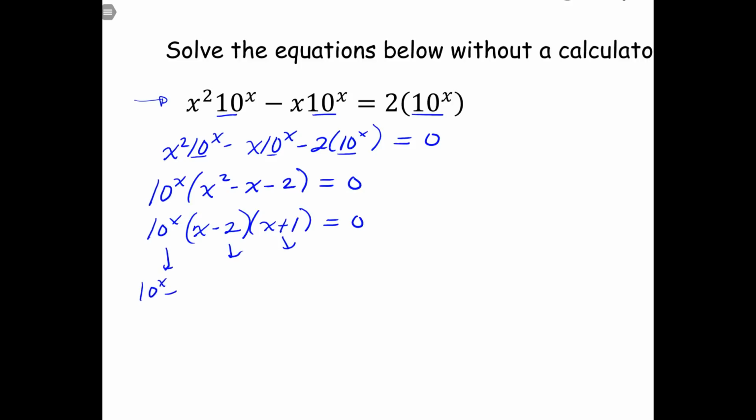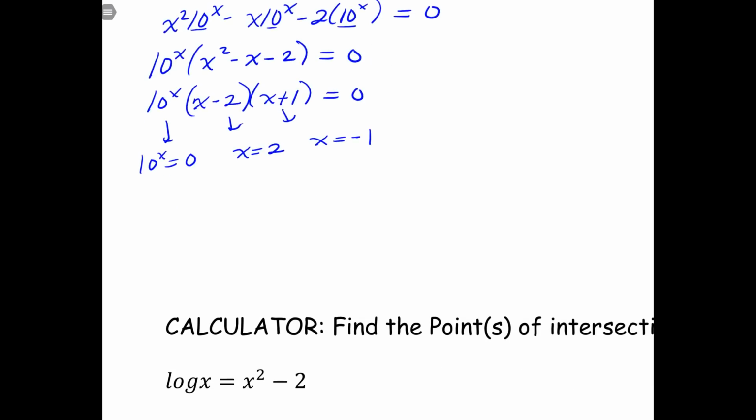So we have 10 to the x equals 0, x equals 2, and x equals negative 1. And if I look at 10 to the x, I see that that cannot equal 0, because as x becomes more and more negative, this just becomes a smaller valued fraction. For example, 1 over 10 to the 5th, 1 over 10 to the 6th, 1 over 10 to the 7th. So that we can throw away, so that does not give us a solution. But x does equal 2 and x equals negative 1.